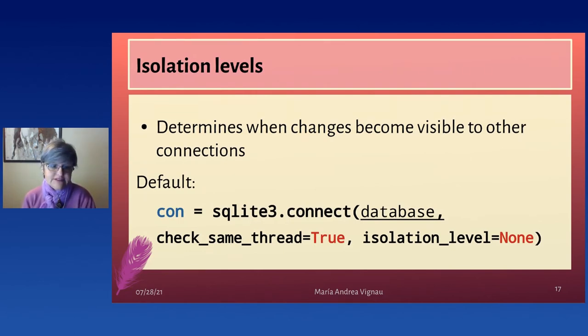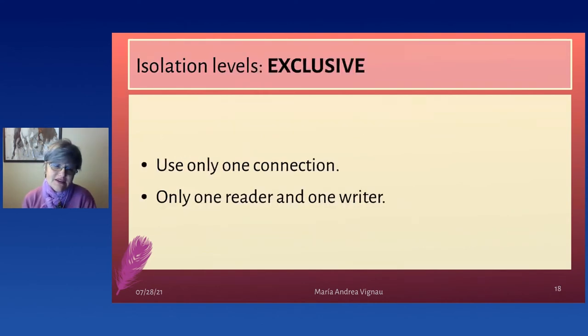Isolation levels determine when every other user, every other connection, can read the data that the writer is updating. Normally, when you open a connection with SQLite, the check same thread option is on by default, which means that only one thread uses this connection, but you can share it with other threads by changing these options. Isolation normally is exclusive, which means that only one user is using the database, and he or she is the only one that can read or write inside this database.